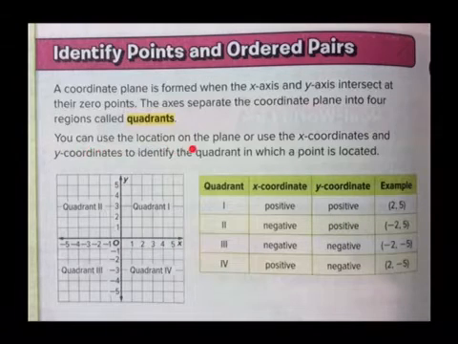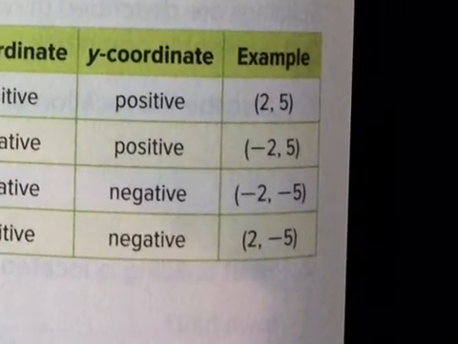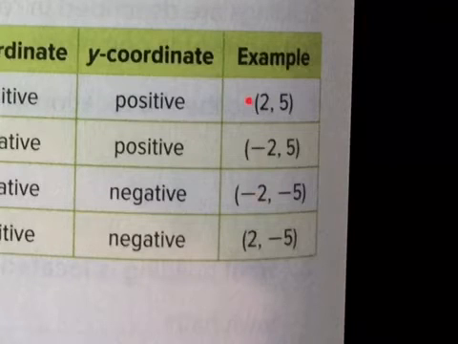You can use the location on the plane or use the x-coordinates and the y-coordinates to identify the quadrant in which a point is located. So we have our quadrants, and we see that quadrant 1, as I mentioned, is positive, positive. So we have (2, 5). Remember, it's x, y. Over here, boys and girls, the way we organize these numbers, it's always x first and then y. X, y, x, y, x, y.